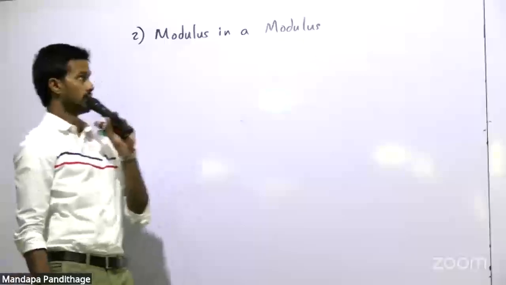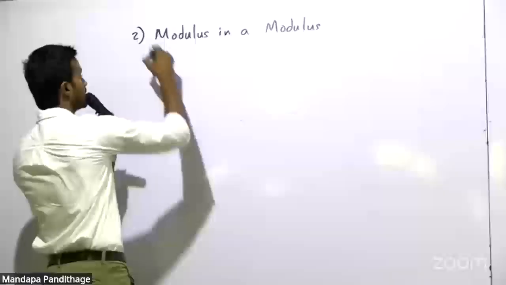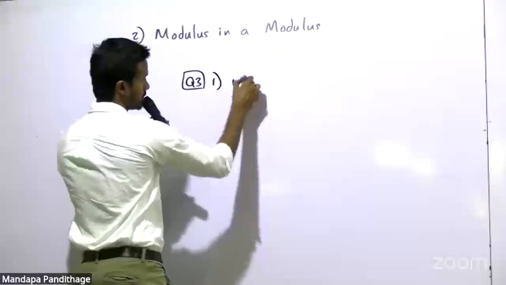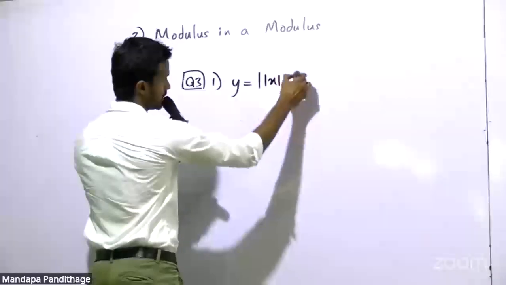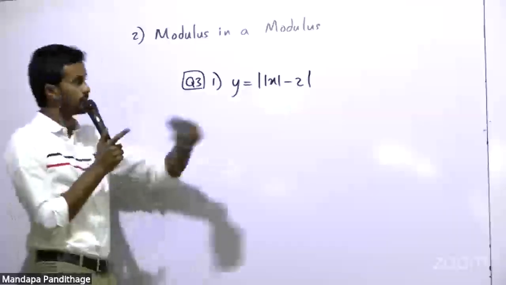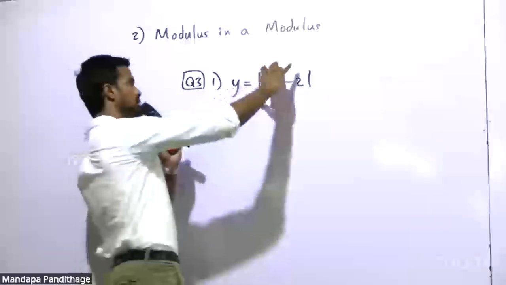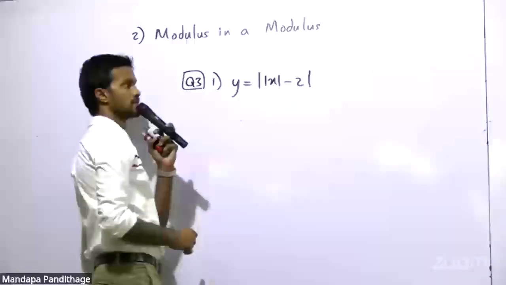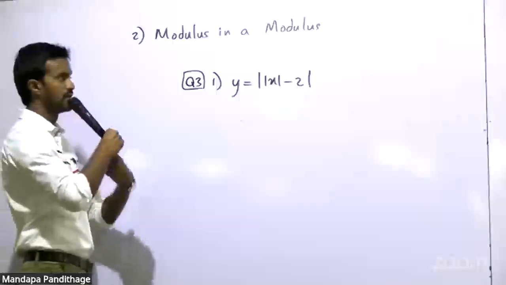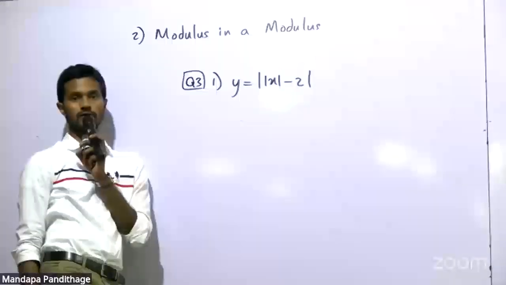Okay. So now look at the same question, question number 3, and look at the first graph. You're supposed to draw the graph of y equals modulus of modulus x minus 2. Now listen. Inside the modulus, there is another modulus. So in this case, to sketch the graph, I'll be using what we learned previously under sketching the modulus of a quadratic function.